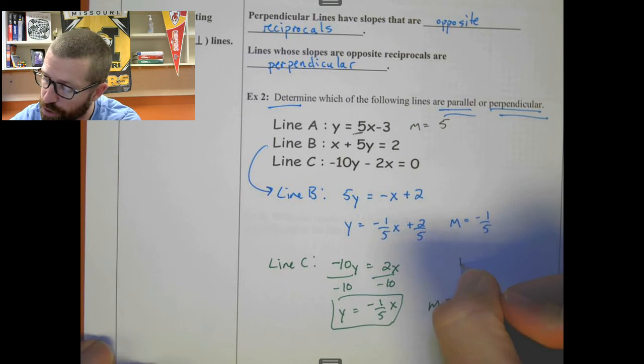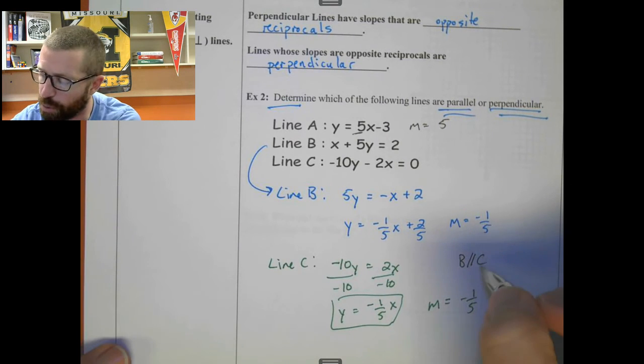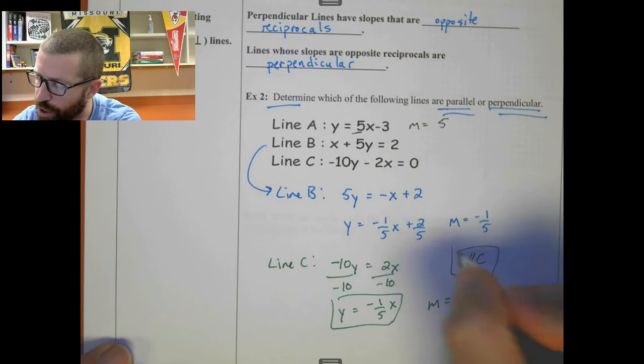So that means they're parallel. So B is parallel to C. And that's the symbol for parallel lines, just two little parallel lines. You can write them up and down too. So B is parallel to C.